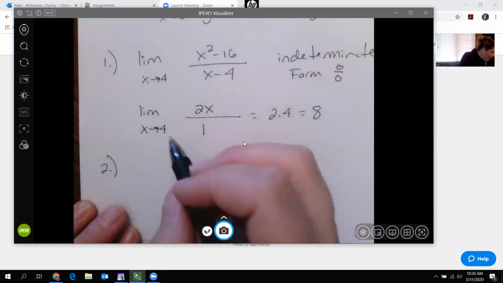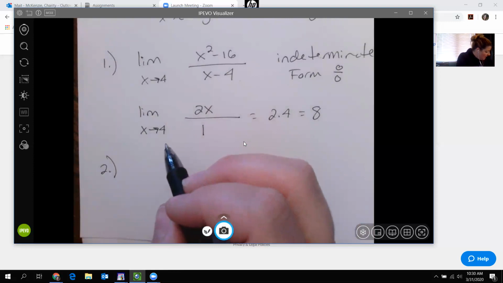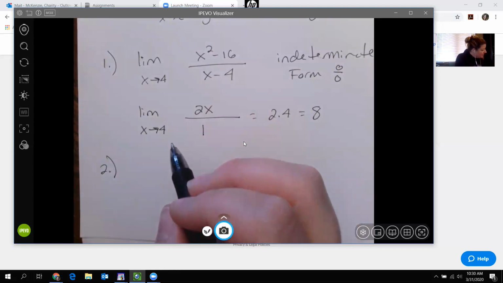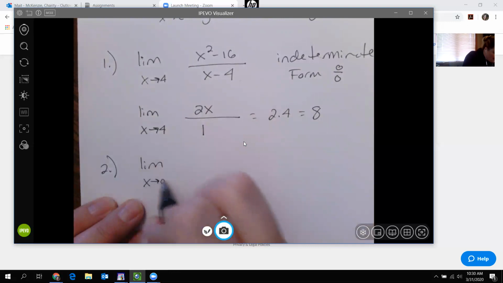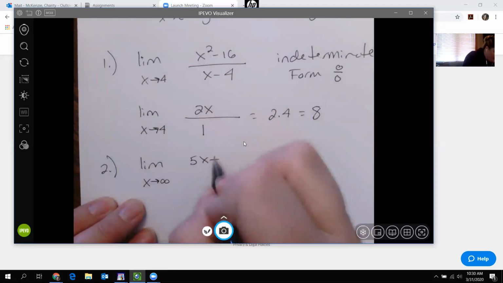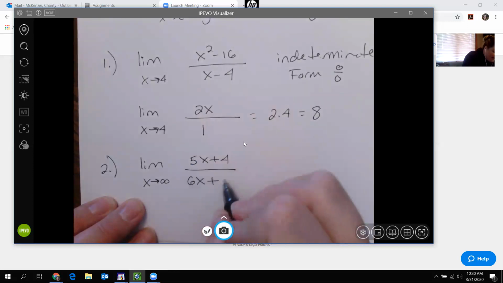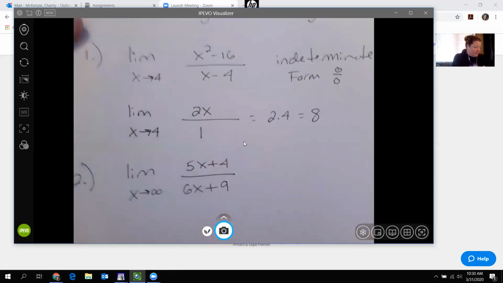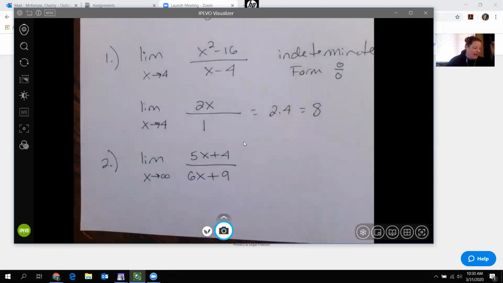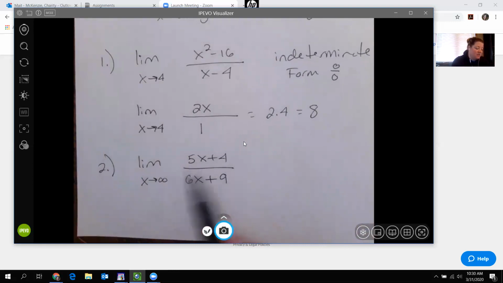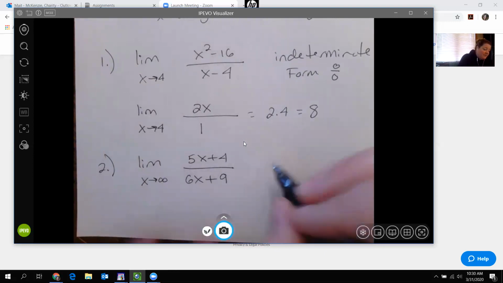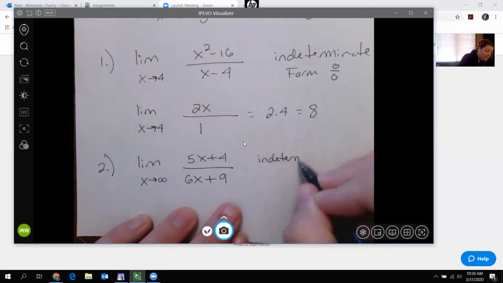So what if I have, let's try the limit as x approaches infinity of 5x plus 4 over 6x plus 9. So there's our problem. Right now, if I put in infinity on the top, infinity times this plus this, it's going to go to infinity. It's going to grow, grow, grow. Same down here. So this is in the indeterminate form of infinity over infinity.